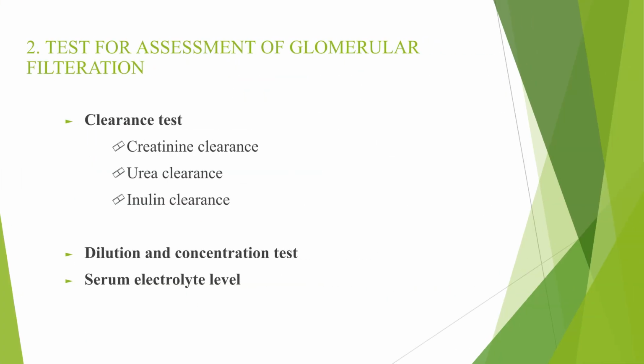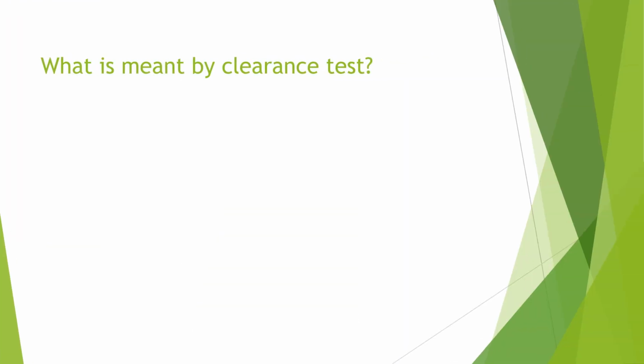Tests for glomerular filtration assessment include clearance tests such as creatinine, urea, and inulin clearance, as well as the dilution and concentration test and serum electrolyte level measurement. The clearance test expresses the volume of blood or plasma completely cleared of a substance by the kidney per minute.